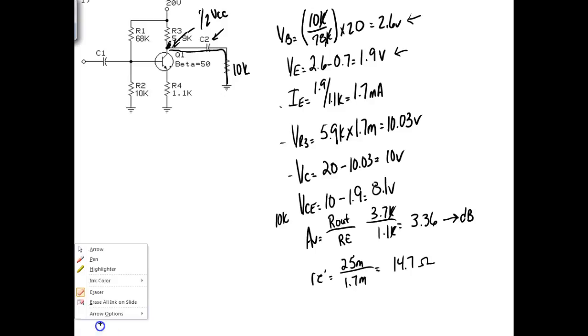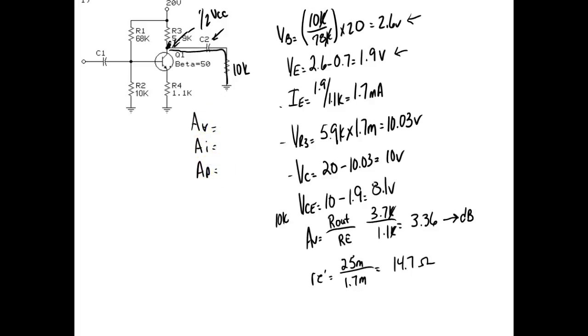Okay, so what are these? What's the symbol for gain on these amplifiers? A. Okay, so what would AV be? AI would be lowercase, current gain, and AP would be power gain.